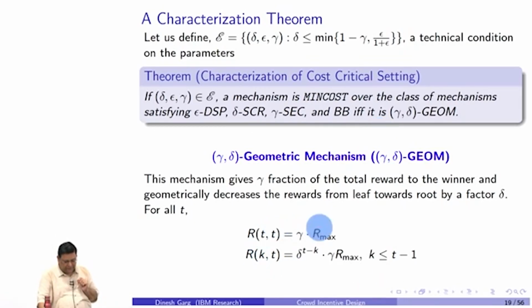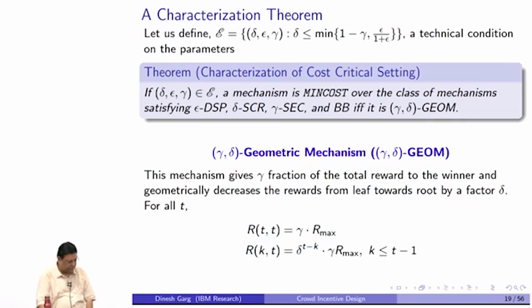Okay, and the mechanism is very simple. We call this a gamma-delta geometric mechanism, where the leaf node gets gamma times R max, and the non-leaf node or the parent node gets gamma times R max times delta to the power T minus K, where T is the total length of the winning chain, K is your position in the chain, right? So if you are closer to the root, the K will be less, right? And if you are closer to the leaf node, this power will be closer to 0. So of course it is a bottom-heavy scheme, so you can play around with this.